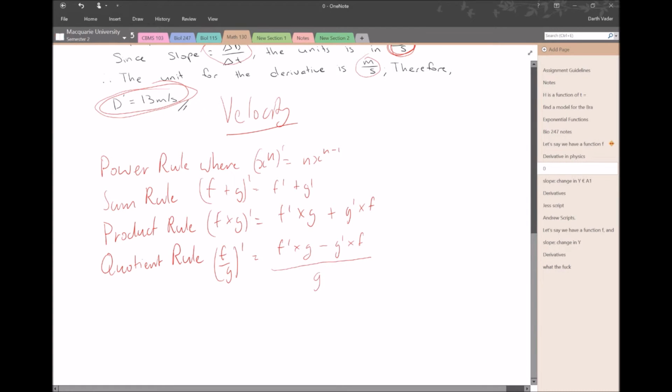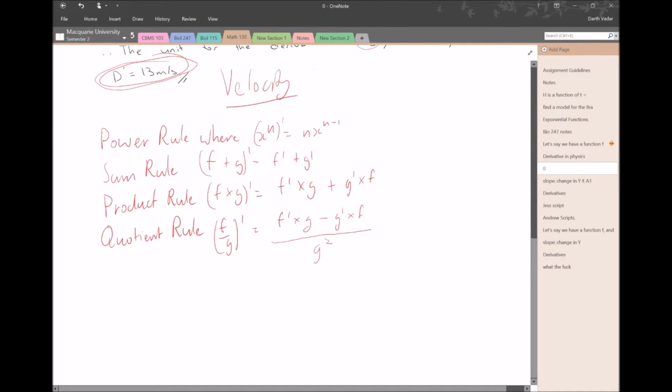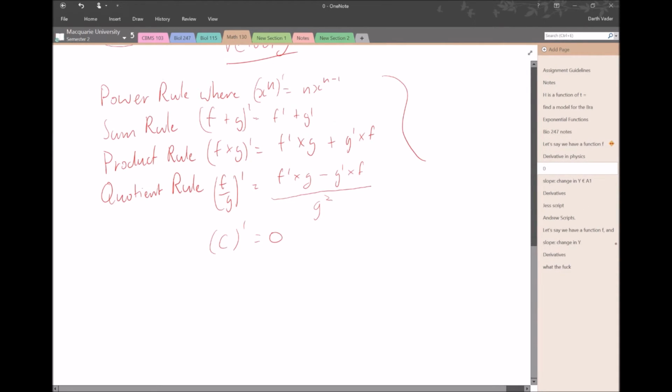The quotient rule, where the derivative of f over g equals derivative of f times g minus derivative of g times f, over g to the power of 2. Also, the derivative of a constant equals 0. We can also use a combination of these rules to find the derivatives, making it a very powerful and useful tool in finding the derivative of more complex functions.